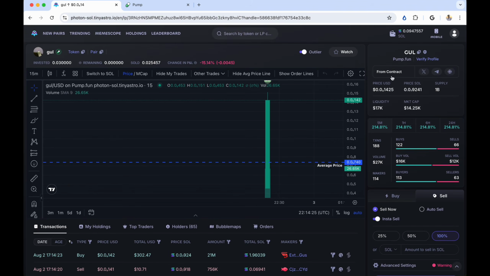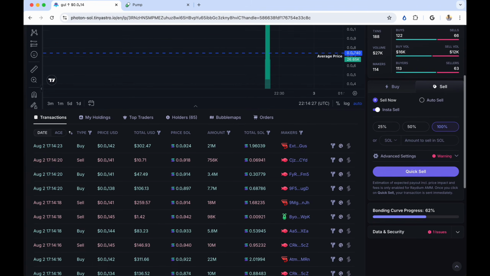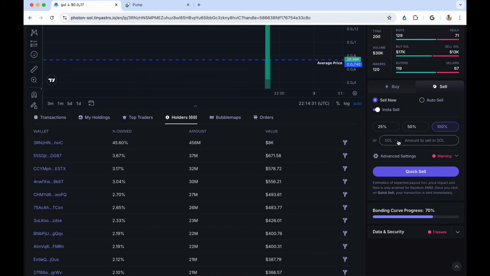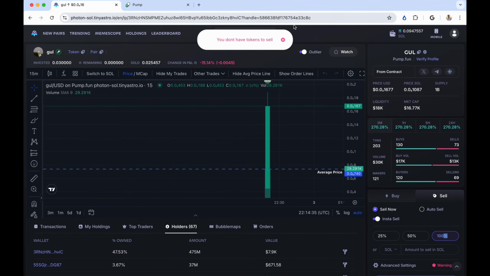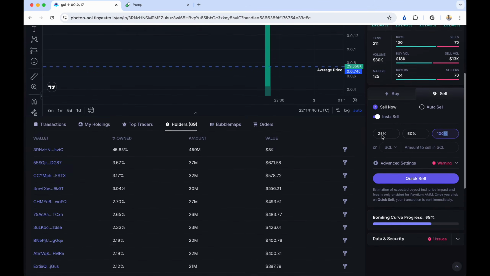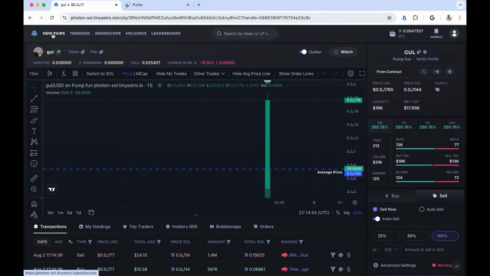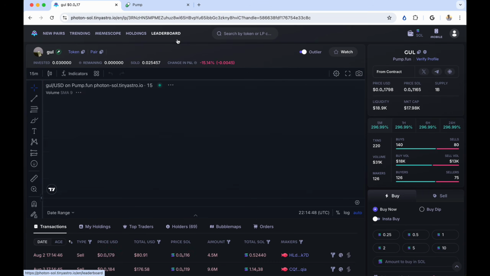So you will notice, did I sell everything? But yeah, I'm pretty sure I did make money from this though. I think it just has to update. Sell now. Yeah, you don't have tokens to sell. Yeah, it's fine. But yeah, we were able to buy basically all the way down here and sell higher, essentially. So this is one way that you can do it. If I refresh this page, it should say it.